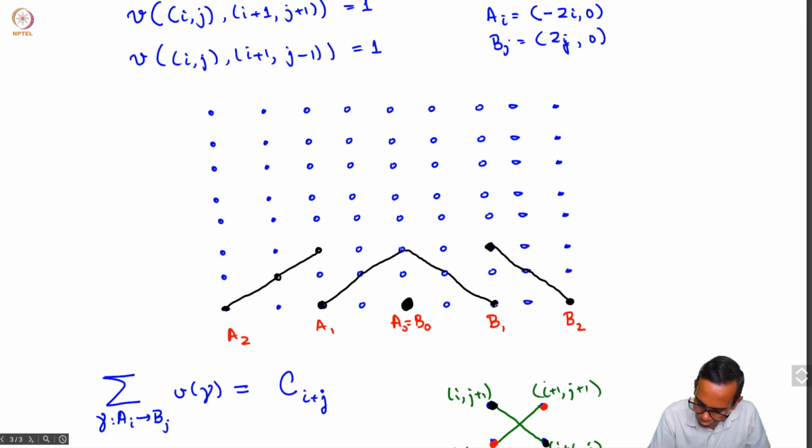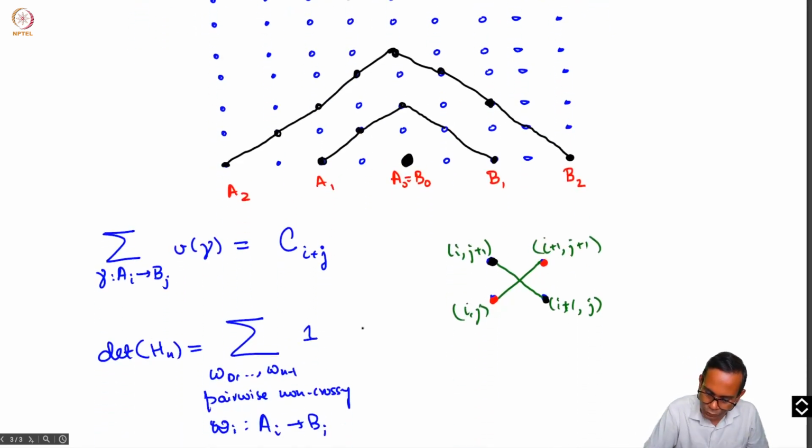And now at the next step, what can we do? Again, we cannot take a southeast step because then we'll end up crossing at this point. So we must go up, and we must go up, and we must go up, and we must go up for the same reason, otherwise we'd have a crossing at this point over here. So there's only one non-crossing configuration of paths, which looks like these nested Dyck paths which have a single peak, and so this is just equal to 1.